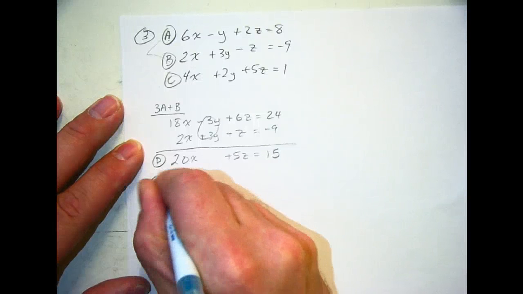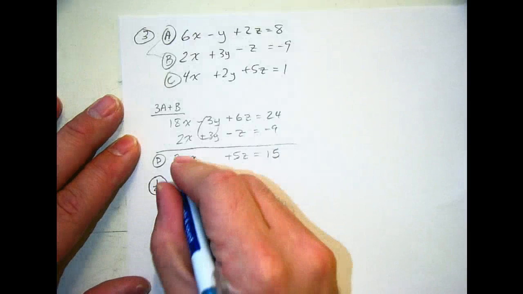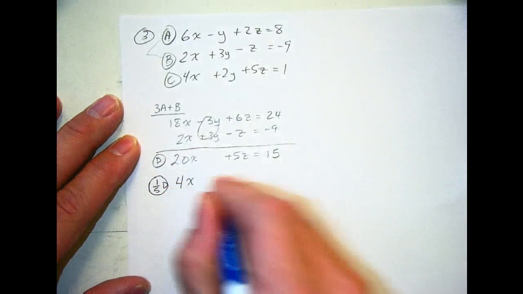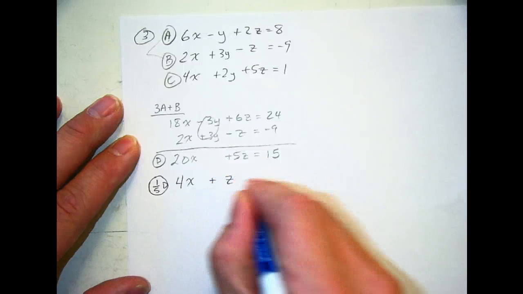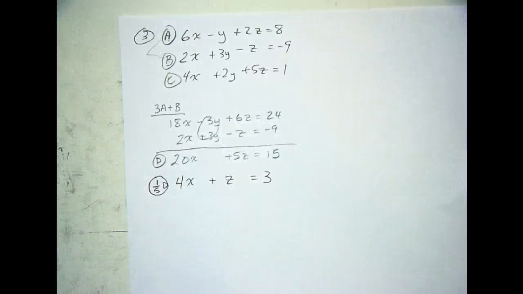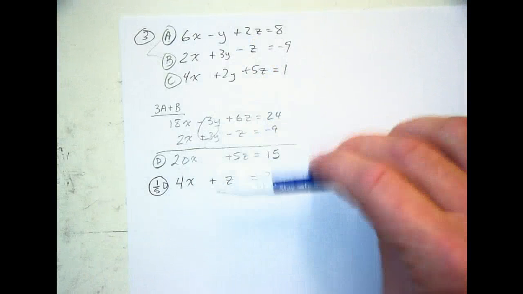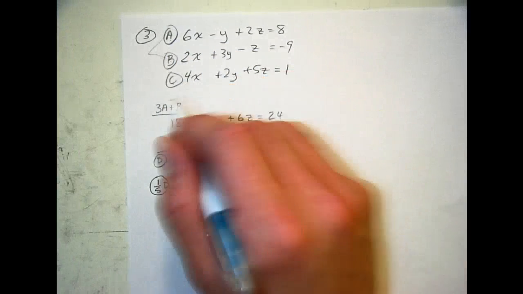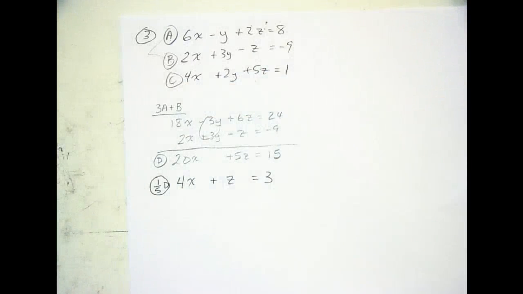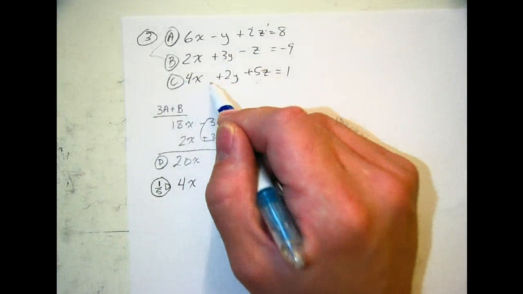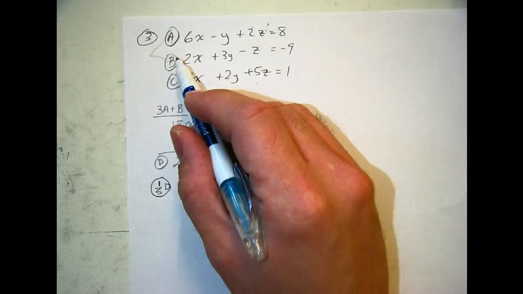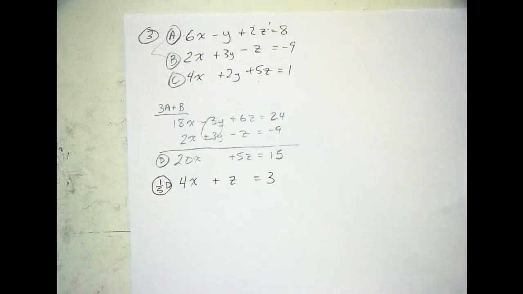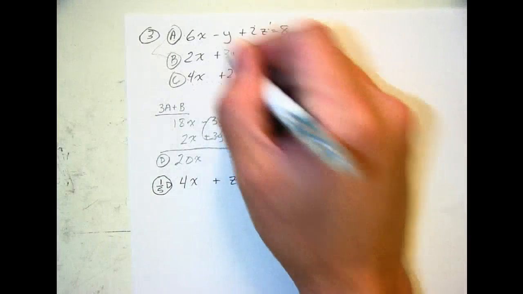So I'm going to even show that. I'm going to take 1/5 of D just to deal with smaller numbers. 4x plus z equals 3. Okay, so now this is my 1/5 of D. What I've done now is I've got D. I now need to eliminate y from equation C. Now I can use either A or B to eliminate y, but I have to eliminate it from C now. So do we want to use equation B with C, or A with C? A. A has a negative y, and that's a positive 2y.